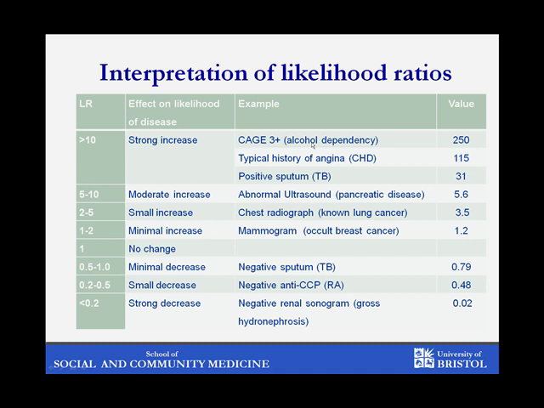So they are very likely, if you then investigate them further through angiography, to have the disease. Similarly, if you want to pick up whether someone suffers from alcohol dependency and they score 3 or more on the CAGE questionnaire, that has a very large likelihood ratio value of 250.